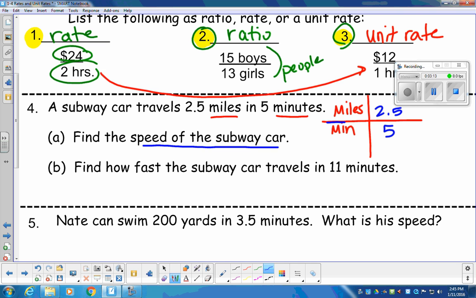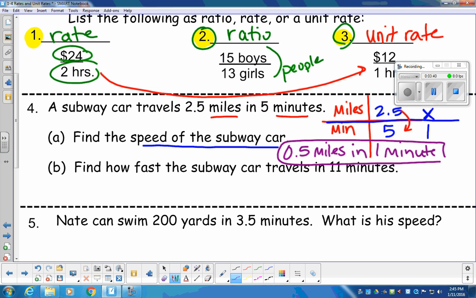So we really want to know how fast the car is traveling in 1 minute. Our job is to take this as a division problem. Top number divided by bottom number, 2.5 divided by 5. Go ahead and type that in your calculator, unless you can do it in your head. 2.5 divided by 5 gives us 0.5 miles in 1 minute. That would be the speed of the subway car, 0.5 miles in 1 minute.